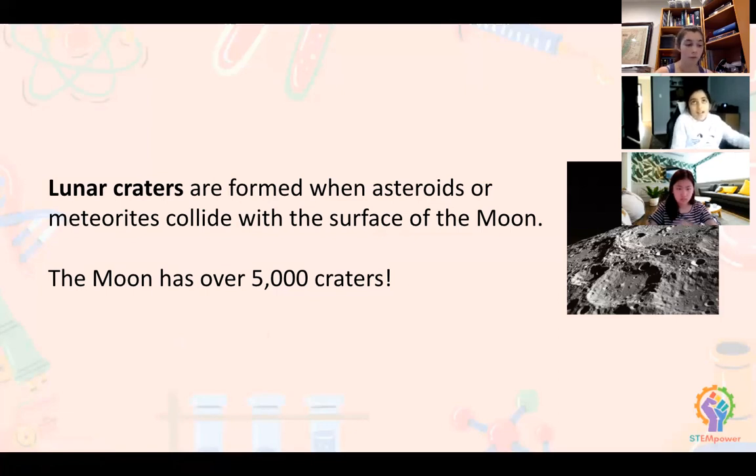Because not many meteorites or asteroids hit Earth. Yeah, but there's a specific reason for why they don't hit Earth, is that we have something called an atmosphere that the moon does not have. So the moon is practically outer space.